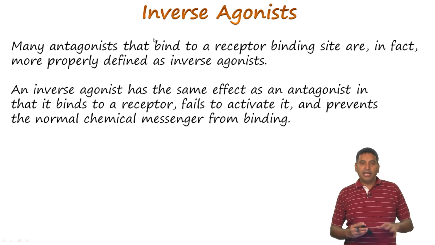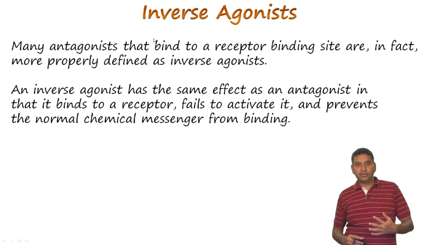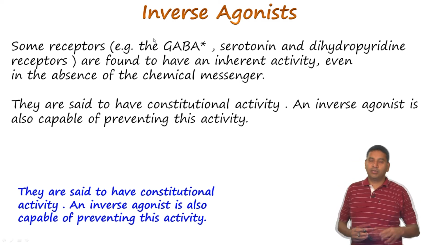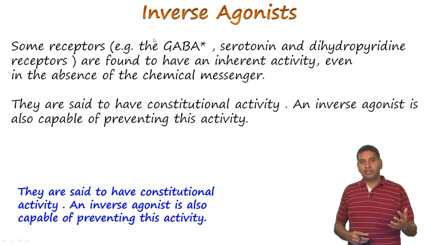Many antagonists that bind to a receptor binding site are in fact more properly defined as inverse agonists. This inverse agonist has the same effect as an antagonist, but it fails to activate the receptor. What this means is that there is some residual activity in the receptor to begin with, and this is going to be modulated by the inverse agonist. This was a very important finding, because we have been able to understand from this that receptors have constitutional activity and an inverse agonist is capable of preventing this activity.